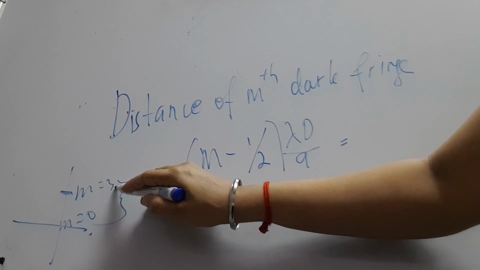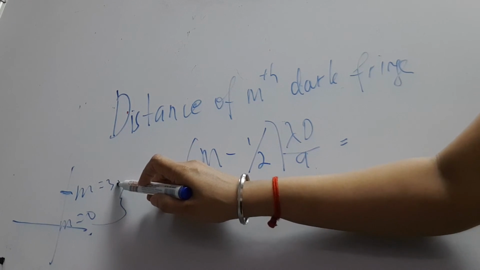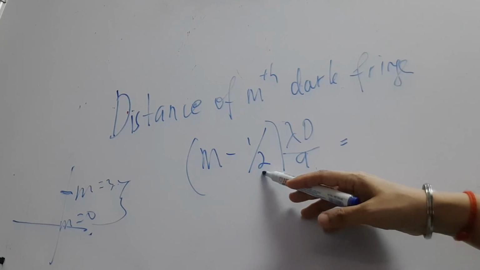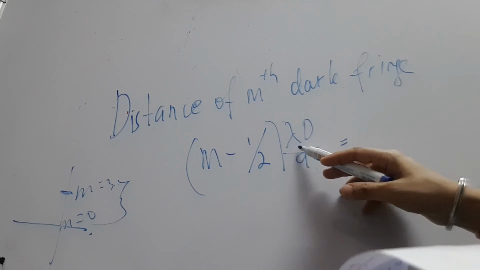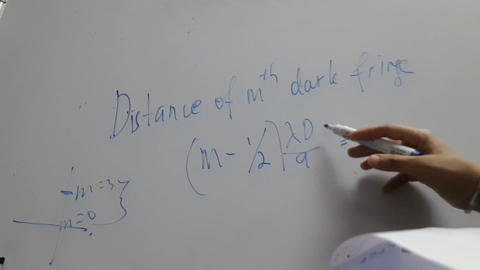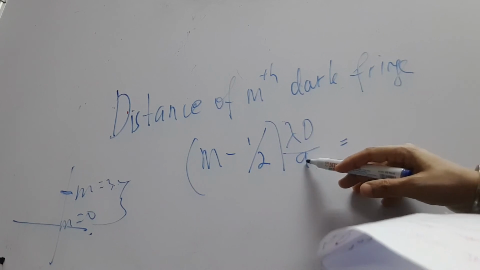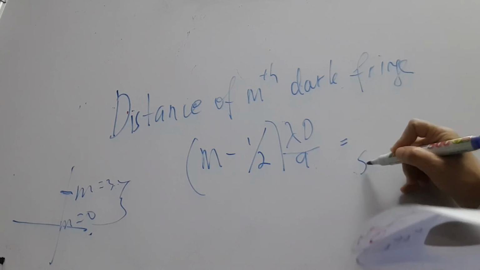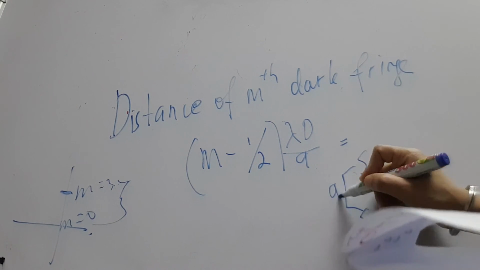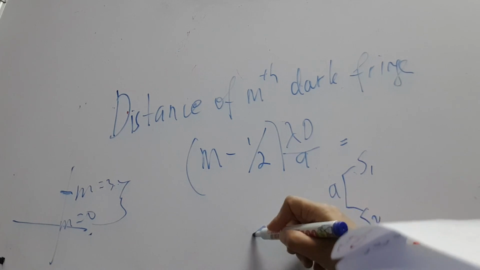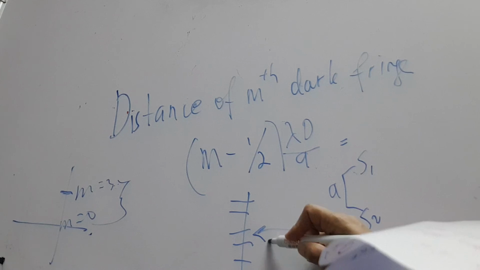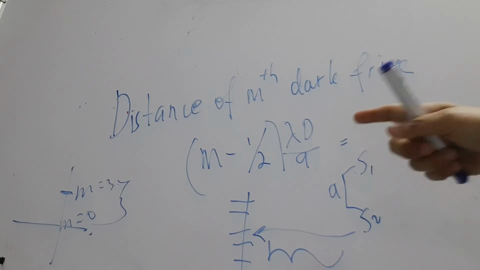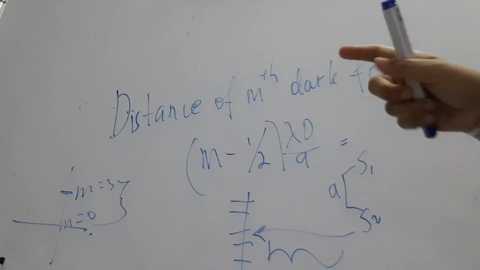So let's say you are taking until the third dark fringe. It will be 3 minus half, that is 2.5, multiplied by the wavelength times the distance. This D is the distance from the double slit to the screen, and a is the distance between the two slits. So let's say you have S1 and S2, this is your a. The distance to the screen, where you get your pattern, is your D, and this is your wavelength. This is the formula for the distance of the m dark fringe.